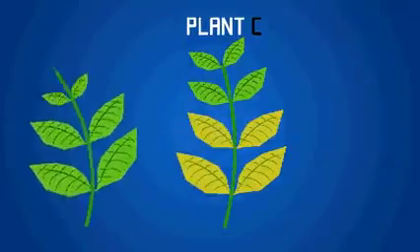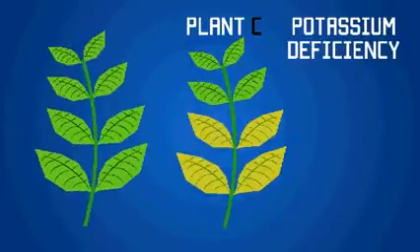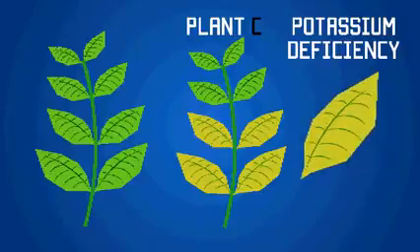Plant C had a potassium deficiency. The older leaves are yellow, but the veins remain green. The plant is also not growing properly. Potassium is needed for growth and for the plant's immune system.